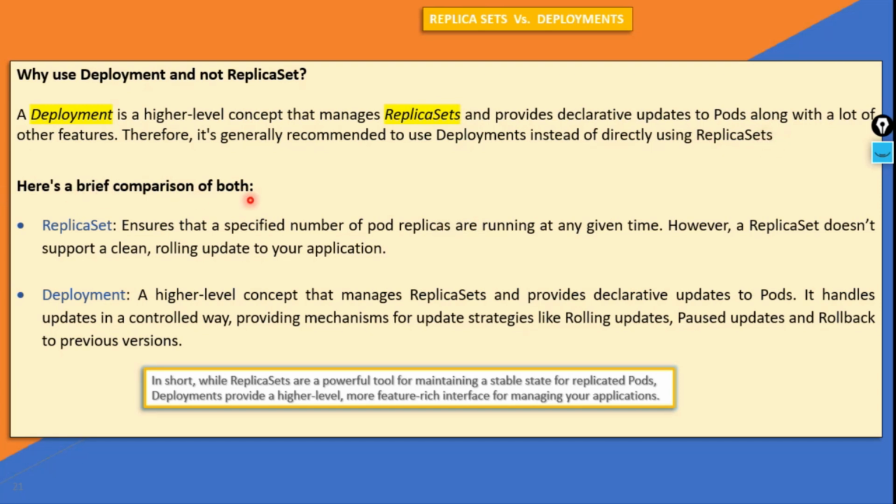Here is a brief comparison of both. A replica set ensures that a specified number of pod replicas are running at any given time. However, a replica set does not support a clean rolling update. This is very, very important for you. This is an interview question: why do you not use a replica set? Because it cannot support a rolling update. A rolling update means you are deploying something into an existing system. This existing system is running, system A.